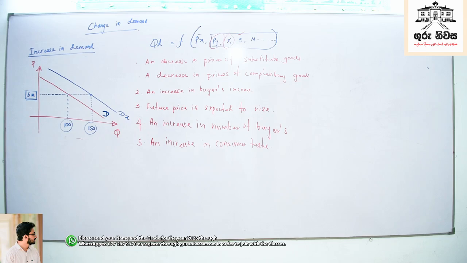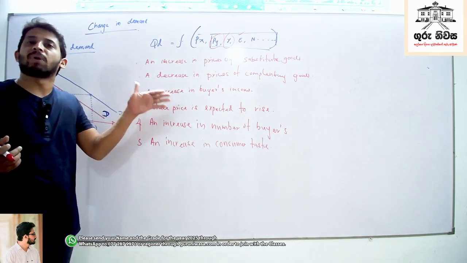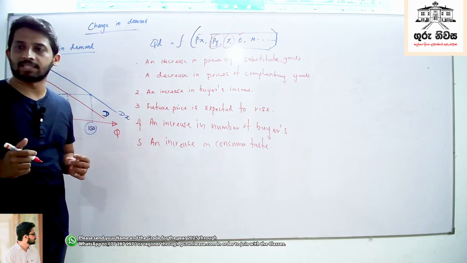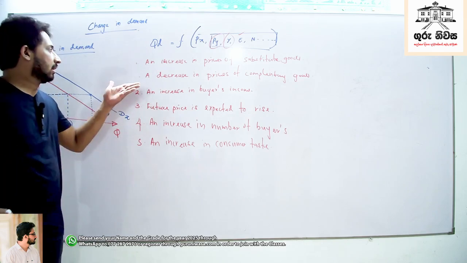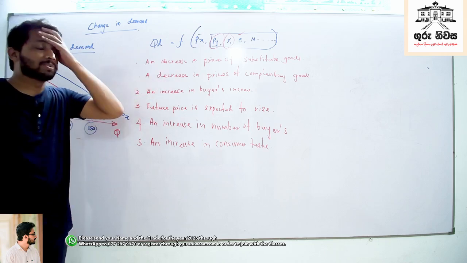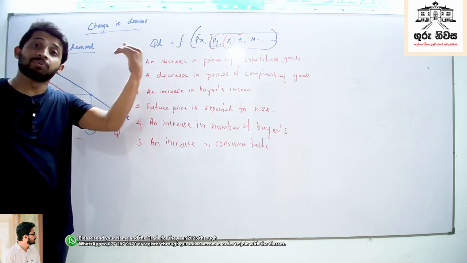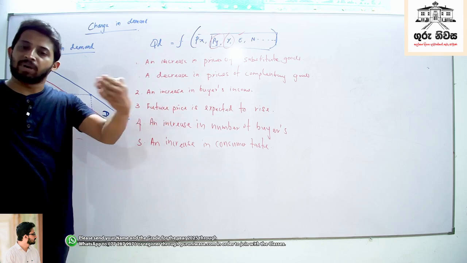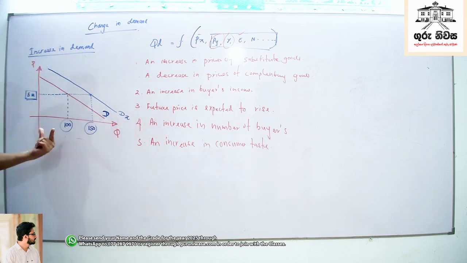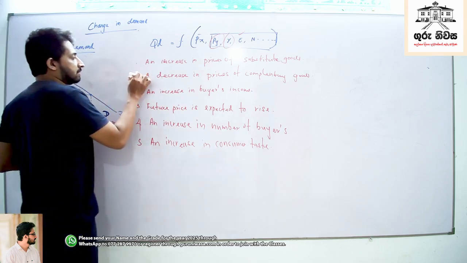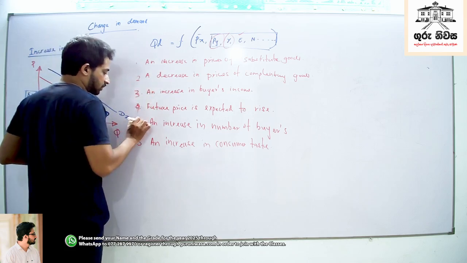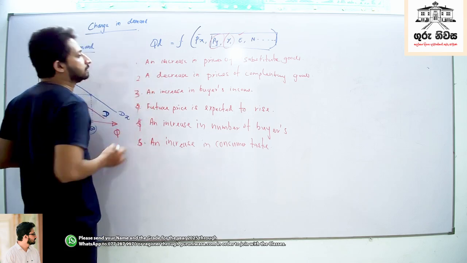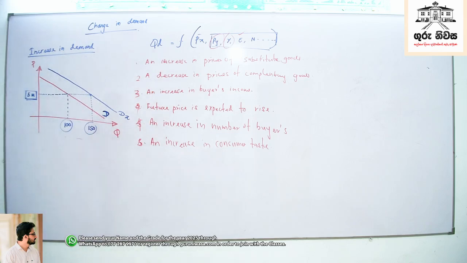Yes, sir. Okay. Right. These are the possible reasons affecting demand to increase, Lamai. First one, an increase in prices of substitute goods. If prices of substitute goods increase, Lamai, people will come and buy our product. It means demand for our concerned good will increase. Second one, third one, fourth one, fifth one. These are the possible reasons.